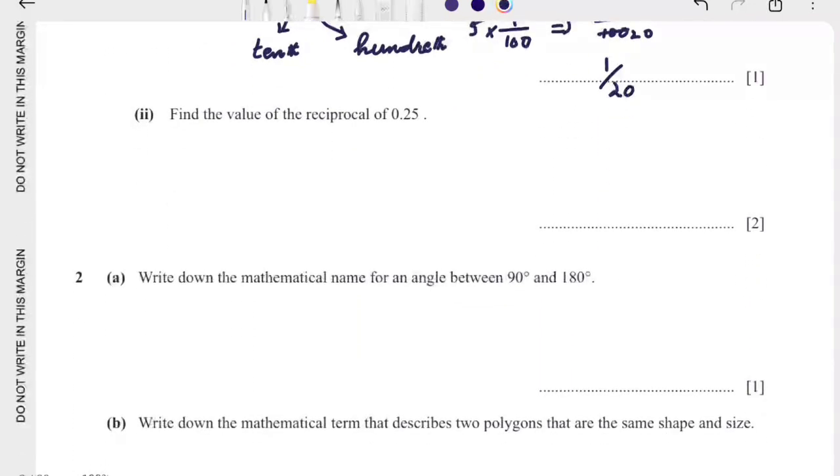Second part, find the value of the reciprocal of 0.25. So firstly, remove the decimal. Now you can simplify it. 25 ones are 25, 25 fours are 100, so 1 by 4, and its reciprocal is 4 by 1. This is the answer.